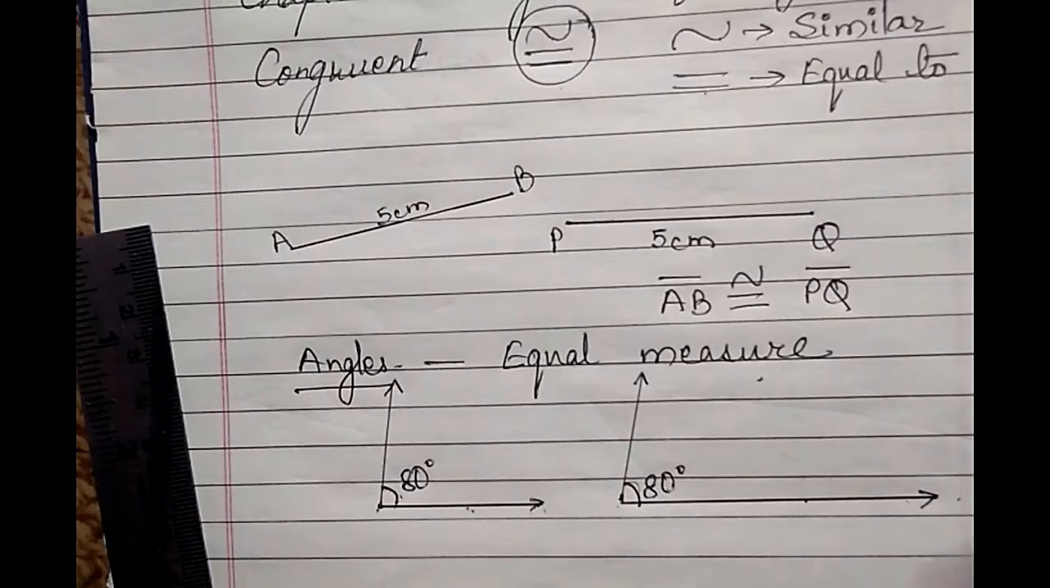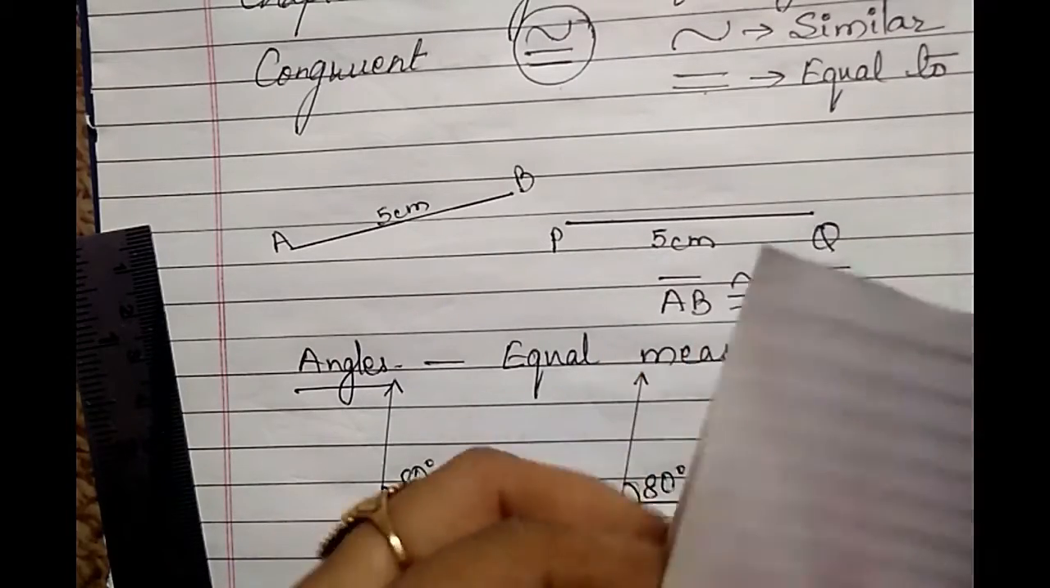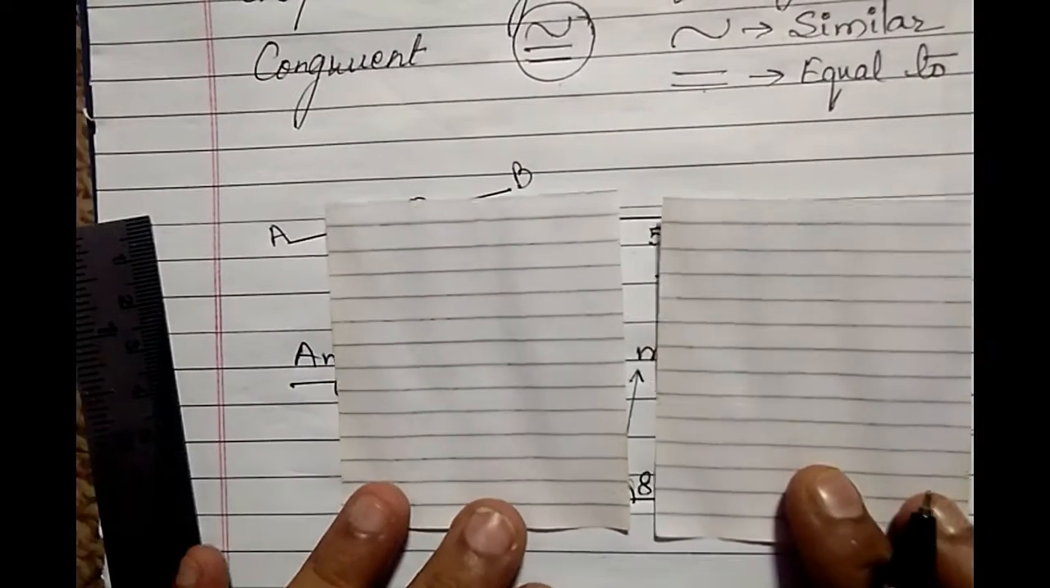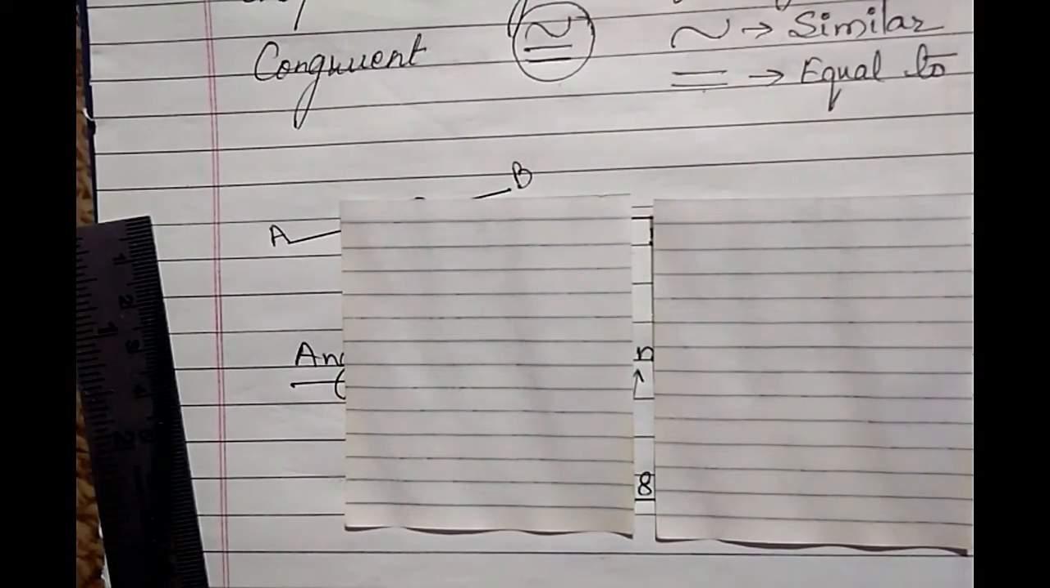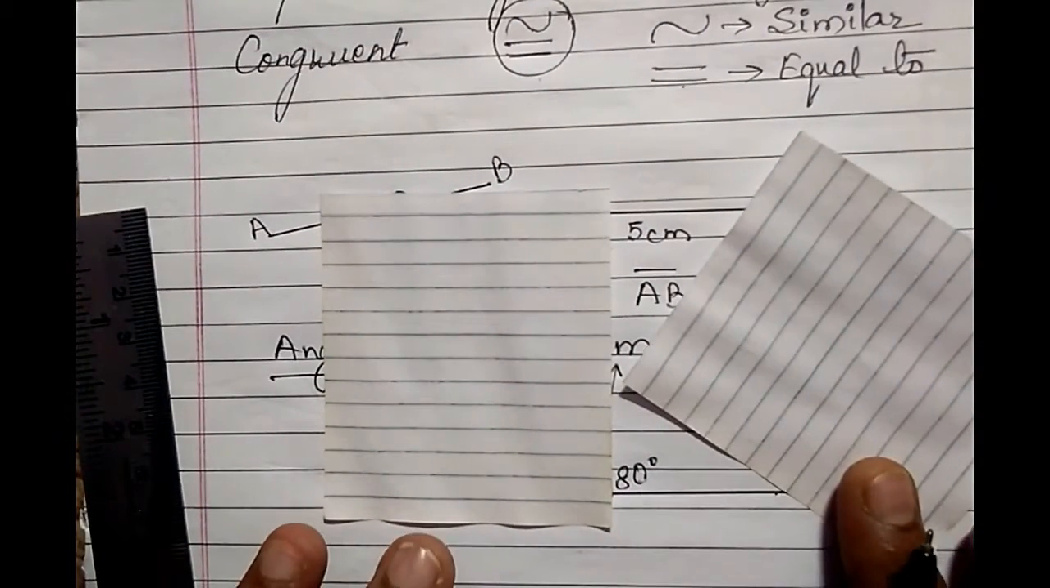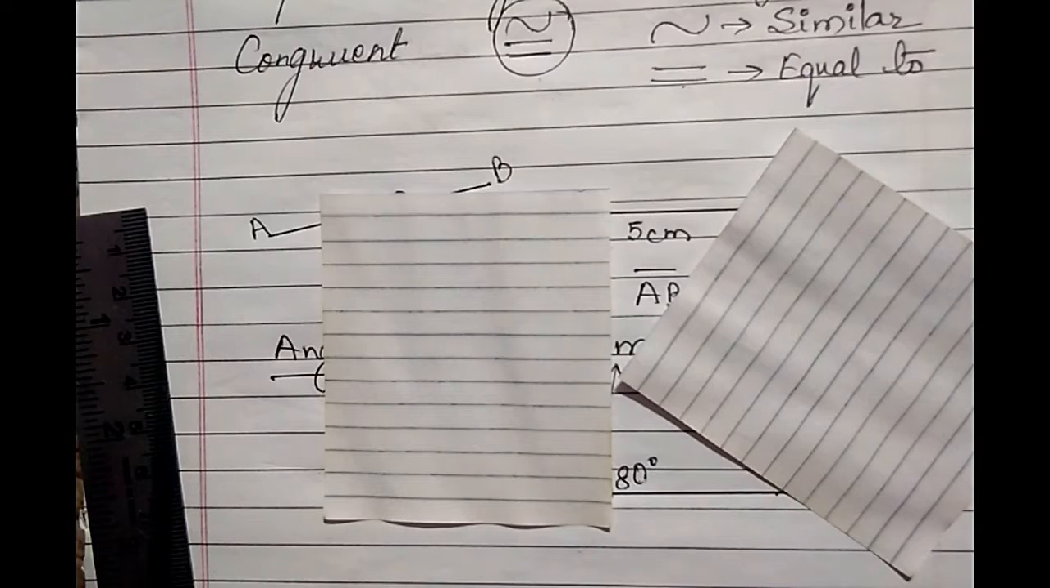Suppose I have two plane figures. If you see, they are similar in shape and equal in size. Then we can say that these two plane figures are congruent. Now if I place this one differently, the direction is only changed, then also if their measurements are the same and they are similar in shape, they will be congruent to each other.